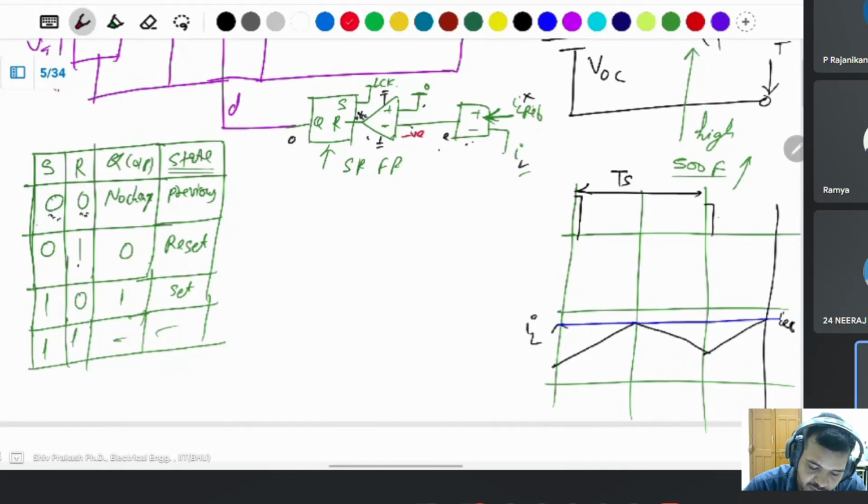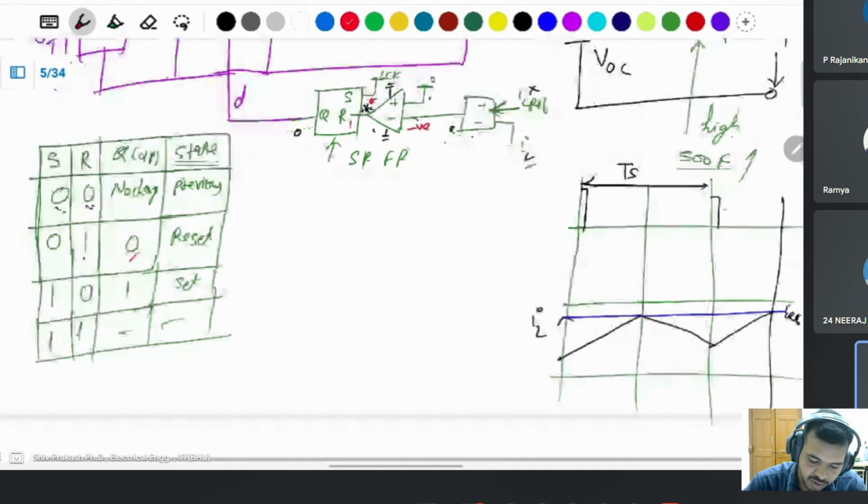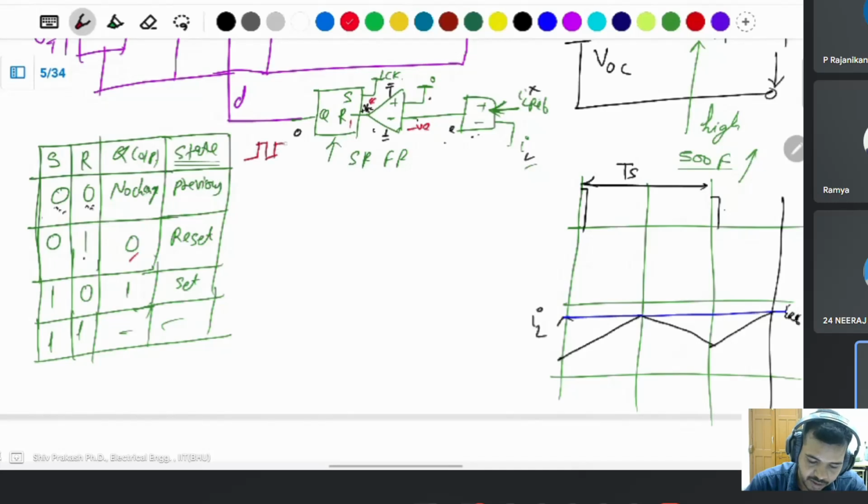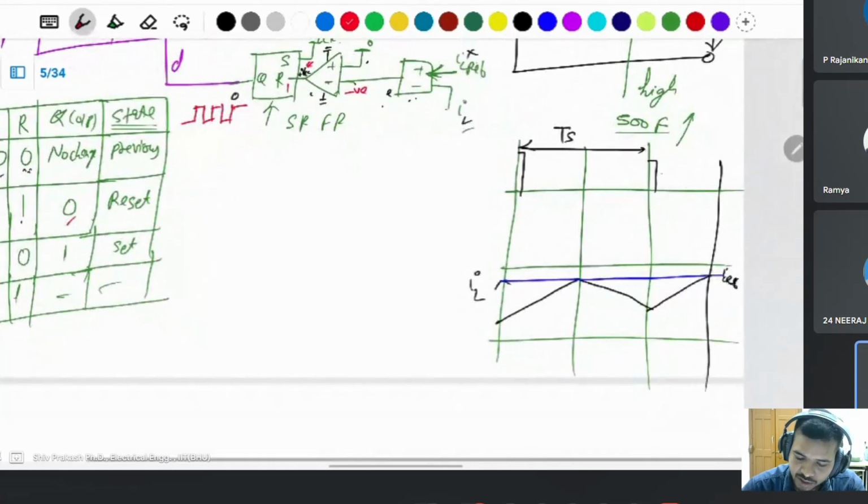Then what happened? Positive VCC is on. It means this will go to high, reset. It will be high, and this will be high. Then reset the output, and output will be 0. This is the phenomenon where the duty cycle goes from 0 to high, like that. Because of this one only.